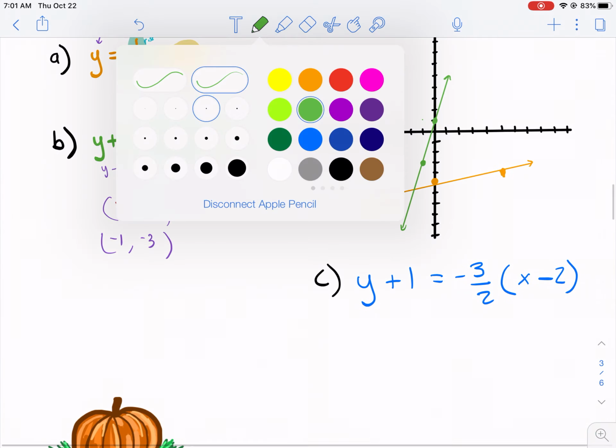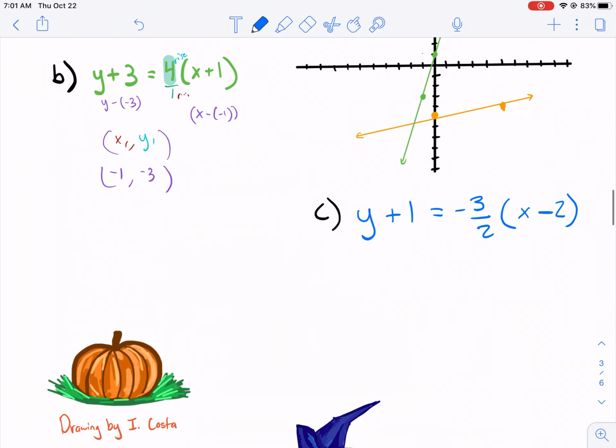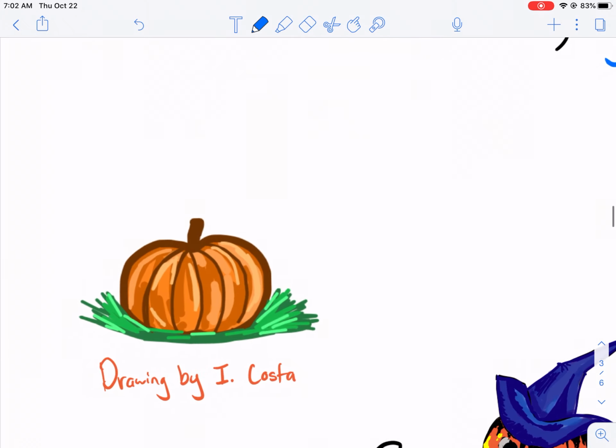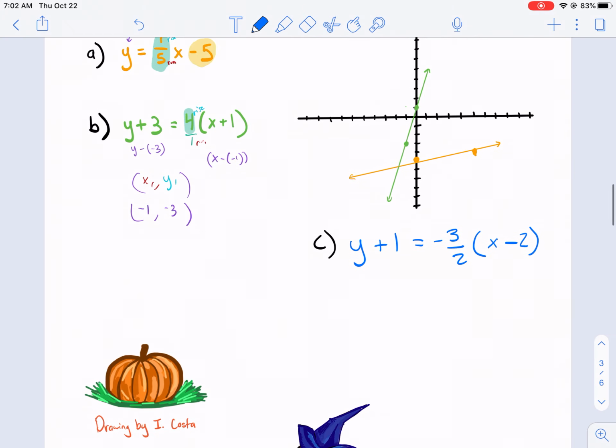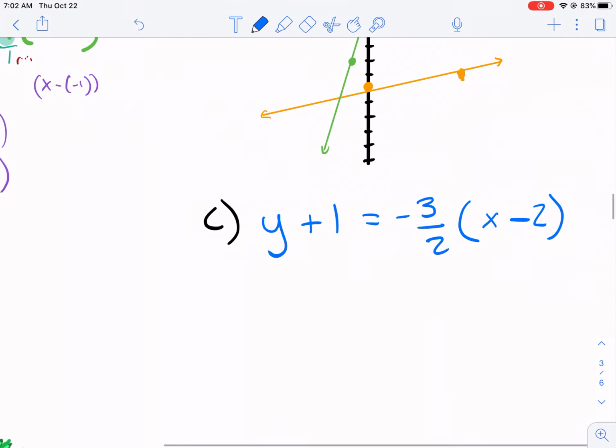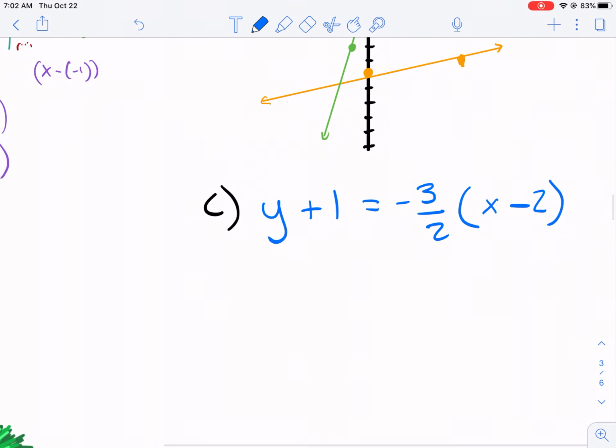Okay, one more to go. I'm going to show off this. This is a drawing by Isa Costa. She's in my geometry class. Awesome pumpkin. Really love it. Pumpkins are great. Jack-o'-lanterns are great, but great artwork. Feel free to send me some artwork, and I'll try to put it in the next video.